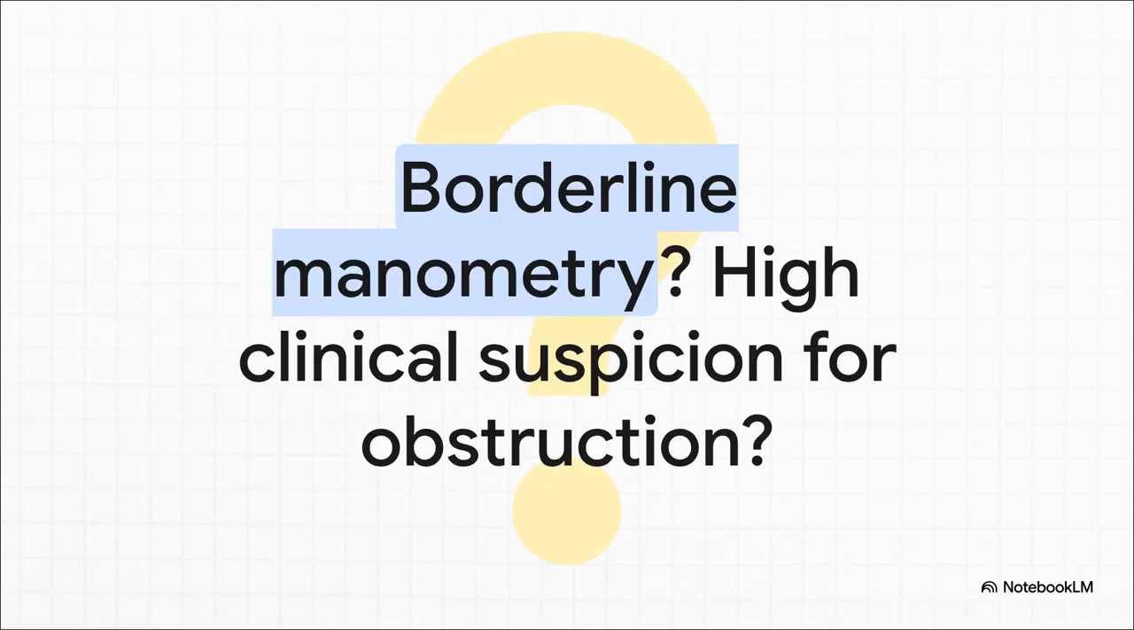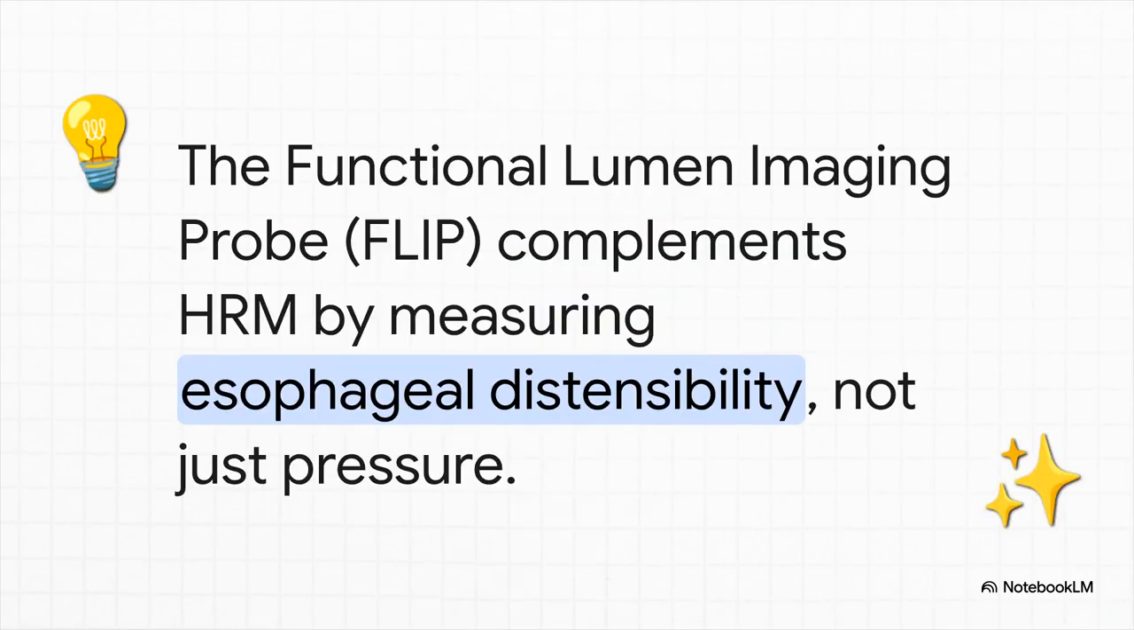Okay, but what about those really tough cases? The HRM is kind of borderline, but your clinical gut is screaming that there's an obstruction. The patient's story just doesn't quite line up with the manometry report. What else have we got in our toolbox? This is the perfect time to think about the functional lumen imaging probe, or FLIP.